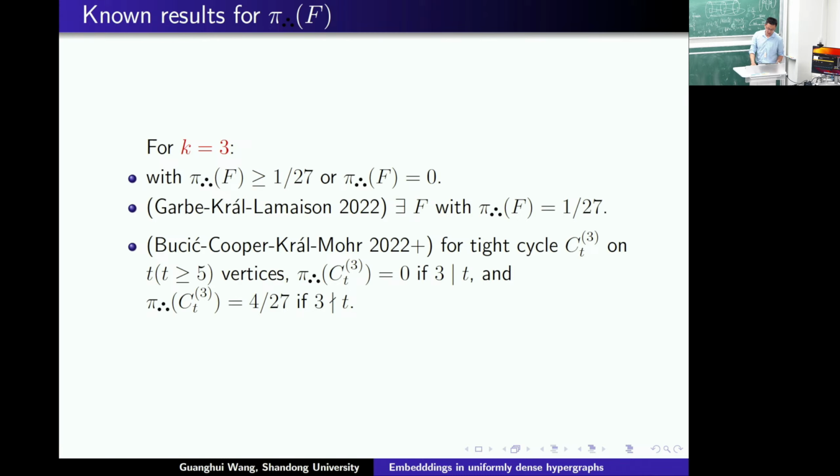And both Cooper and Král' determined the uniform Turan density of the tight cycle C_t. Here t is at least 5, because when t is equal to 4, it is exactly K4^3, the clique on 4 vertices. So when t is a multiple of 3, the uniform Turan density is 0, and otherwise the uniform Turan density is 4 over 27.